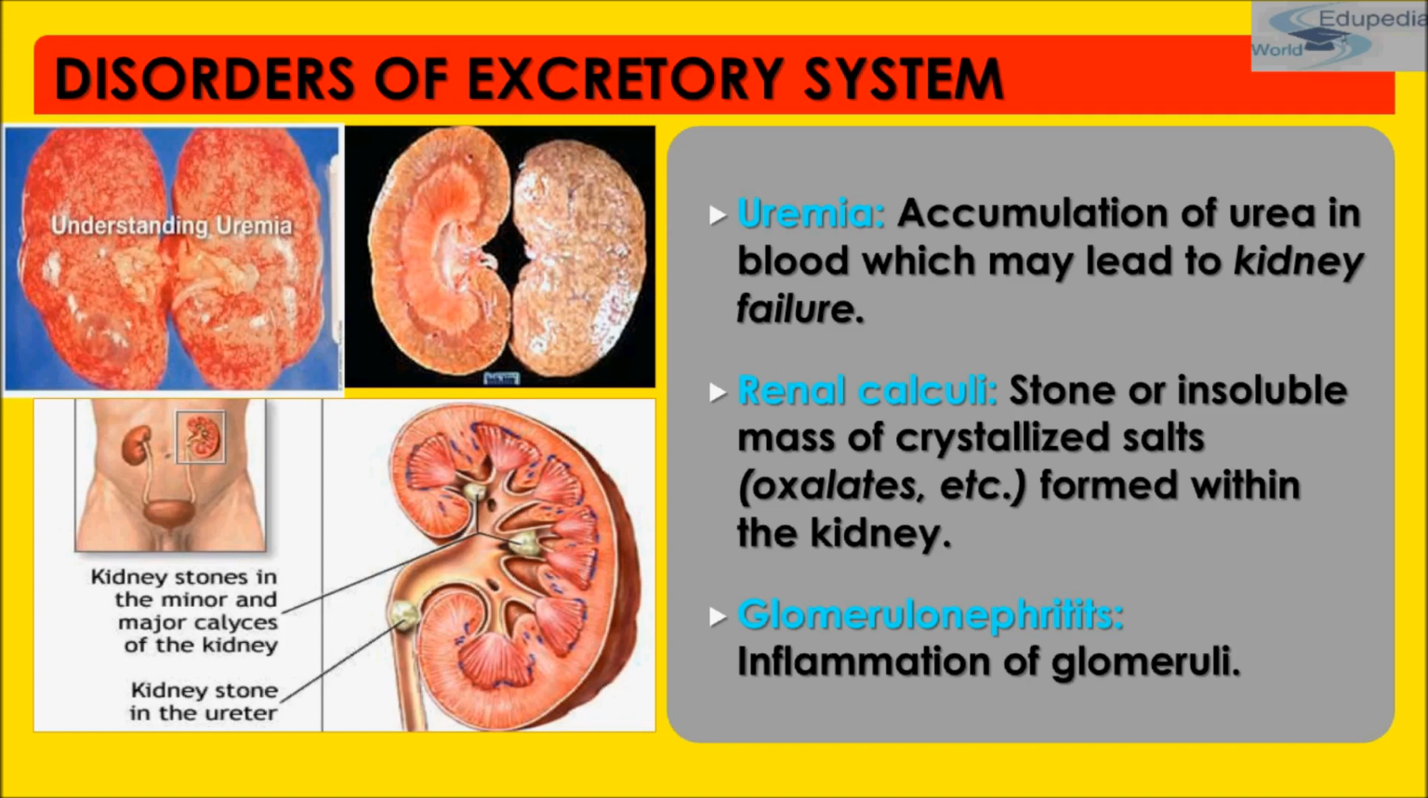First is uremia. Uremia means the accumulation of urea in blood, which may lead to kidney failure. Kidney failure is also known as renal failure, or renal inefficiency. The term kidney failure describes a condition in which kidneys fail to filter toxins and waste products adequately due to a decrease in glomerular filtration rate.